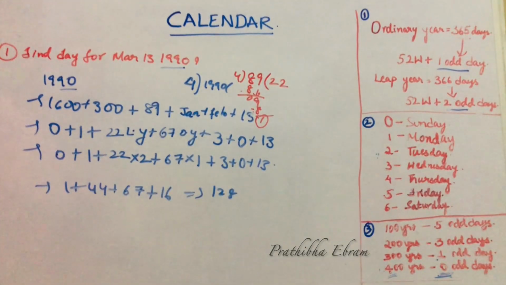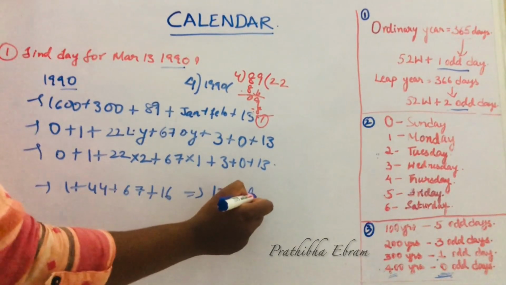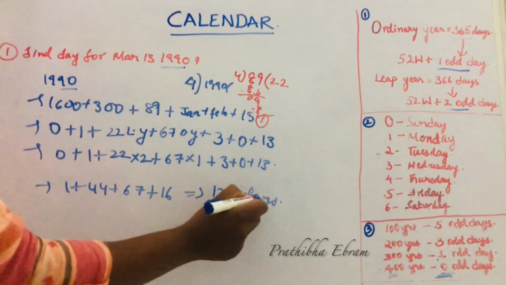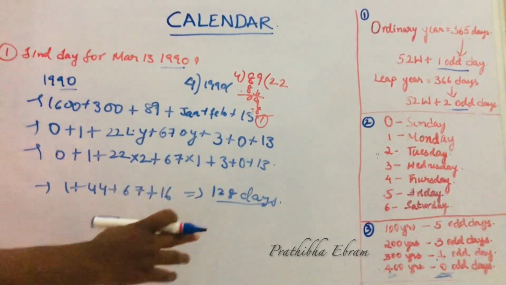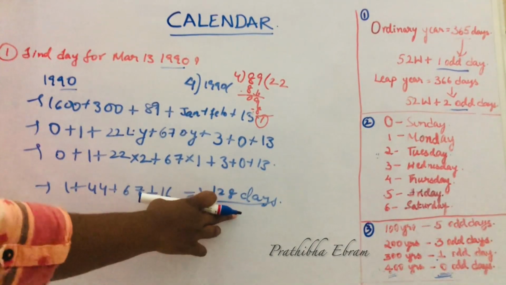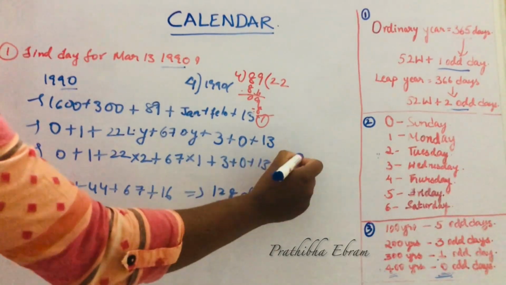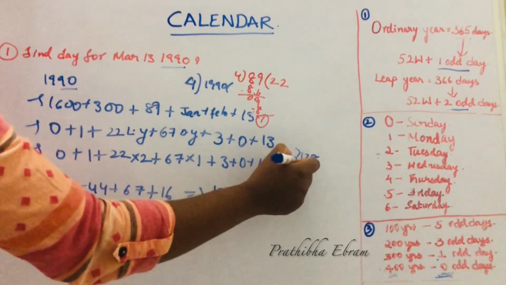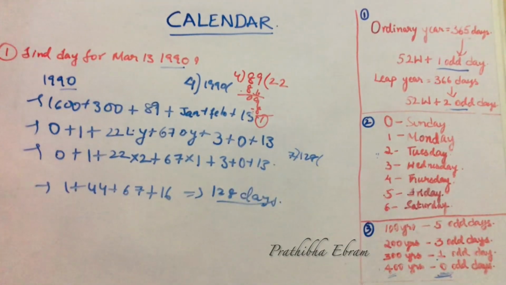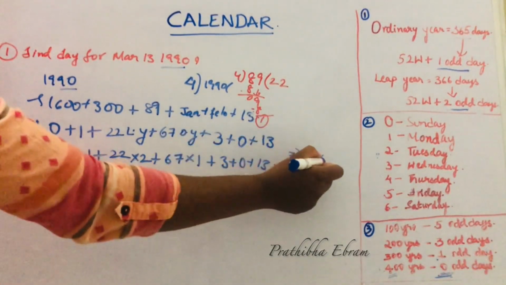Okay. Now you have a total of 128 days. Now to check how many odd days there are in these 128 days, you have to divide this 128 by 7. Then you will get the number of odd days. Okay. So 7 ones are 7.